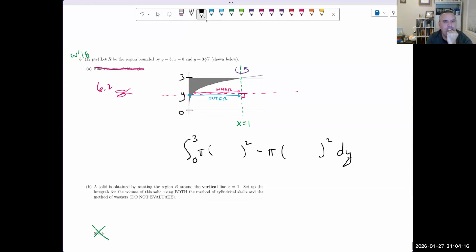Okay, inner radius I need to know. Outer radius I need to know. But the functions always measure the distance from the axes. So when someone writes y equals 3x to the 1/4, that measures the distance up to the function, which is not what I want. So I would need to rearrange it so that I could get this distance. It's too small the way I did it, but this little orange distance.